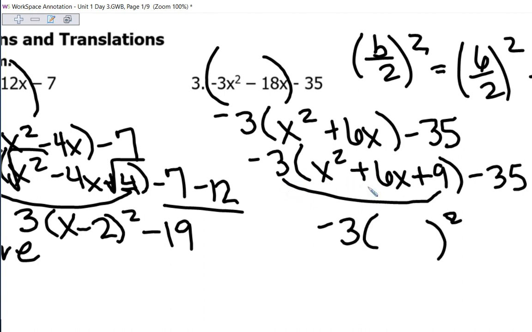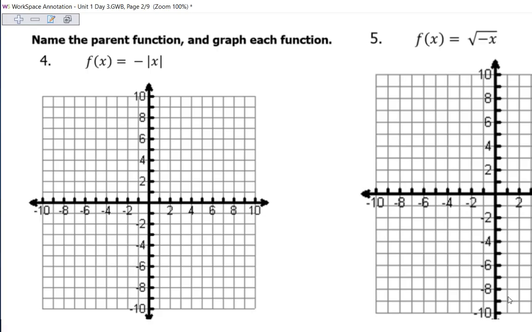What would go inside the parentheses there? X plus 3. And minus 8. And when you combine those, yes, it would be minus 8. So what would HK be? Negative 3, negative 8.